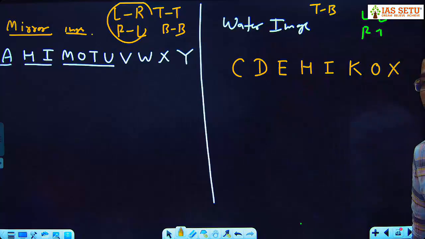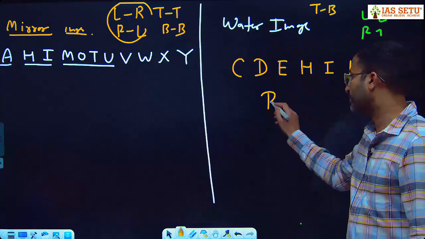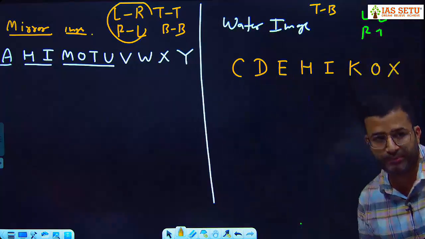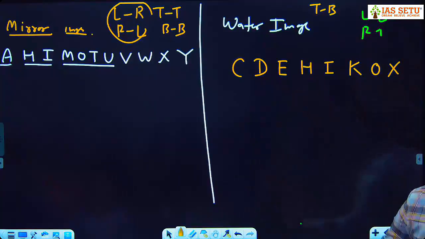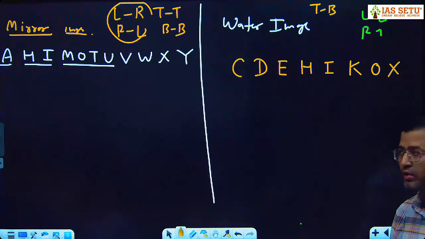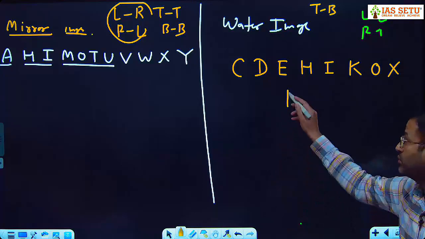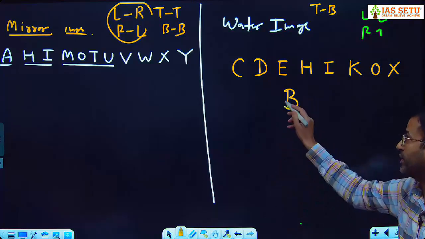Some students get confused about B. B for Bombay, Bombay wala B. This B. I tell you what is the problem with this B. As far as water image is concerned, B seems same, but it is not exactly same. व्हाट इज द प्रॉब्लम विद बी? आपने ऑब्जर्व नहीं किया होगा, मेरी नजर से देखोगे तो नजर आएगा. In this B there are two curves of different size, one small, one big.